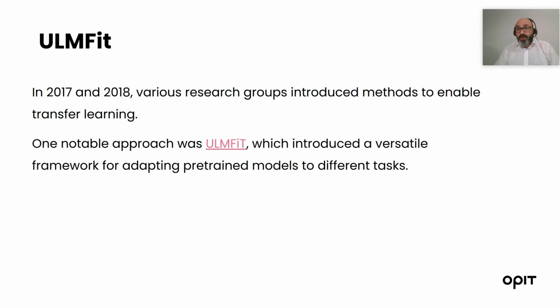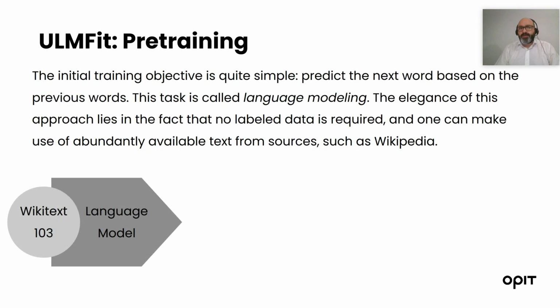One of the first notable approaches in transfer learning has been ULMFiT, whose paper you can find at the link in the slides. ULMFiT introduced a very versatile framework for adapting pre-trained models to different tasks. ULMFiT consists of three steps. The first step of ULMFiT is the pre-training. The initial training objective in this phase is quite simple. The model needs to learn to predict the next word based on the previous words. This task is called language modeling.